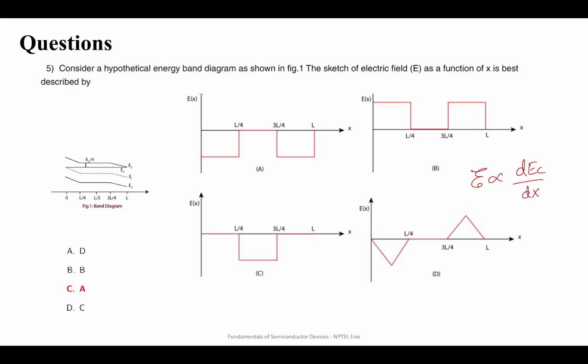That is correct. The answer is C. So this is the correct one because your electric field is proportional to the slope of EC by x, which is negative here and negative here and 0 in the middle, so it's negative, 0, negative.